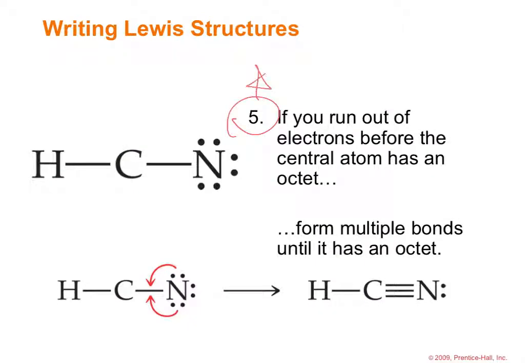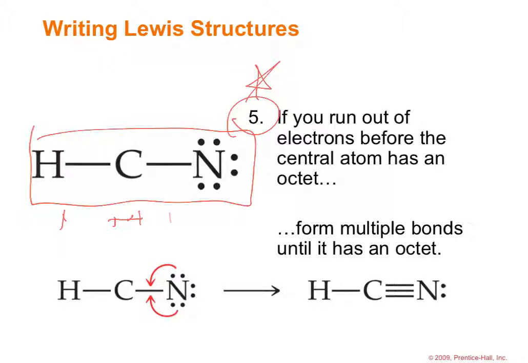Step 5 is really important because when you finish step 4, you will not always have a stable Lewis structure. So let's look at this example. Just quickly, the amount of valence electrons we're dealing with in this sample is 10 valence electrons. At step 4, if we go through the steps, we've used all 10 already. 2, 4, 6, 8, 10. All right, so is this a stable Lewis structure?